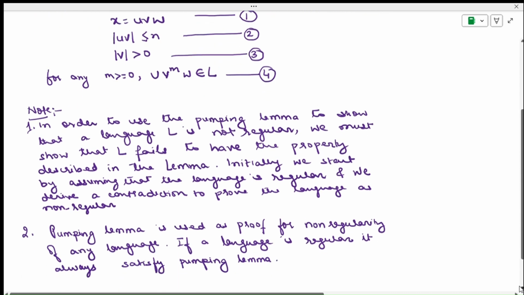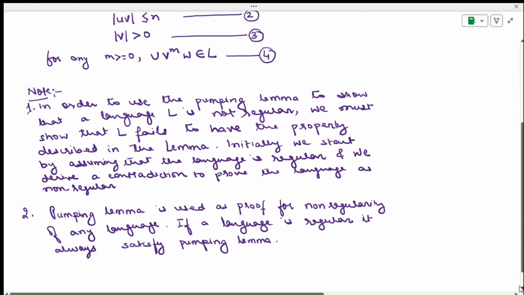Now, note down the second point. Pumping lemma is used as proof for non-regularity of any language. So what is pumping lemma used for? It is used for proving the non-regularity of any language. If a language is regular, it always satisfies pumping lemma. Note down this point. If any language is regular, it always satisfies all the pumping lemma cases that we have discussed above.